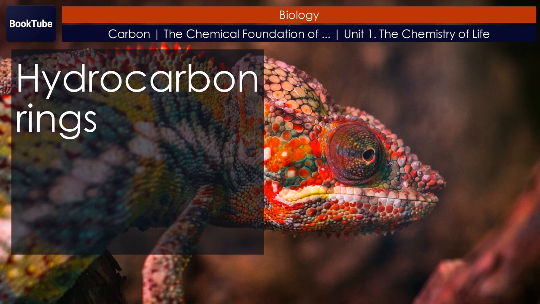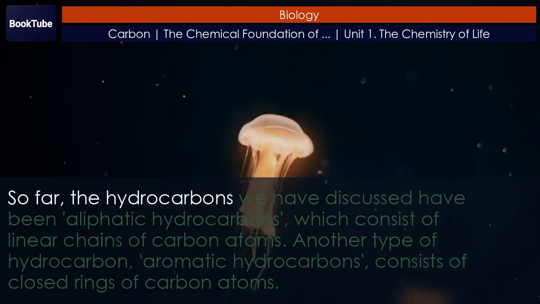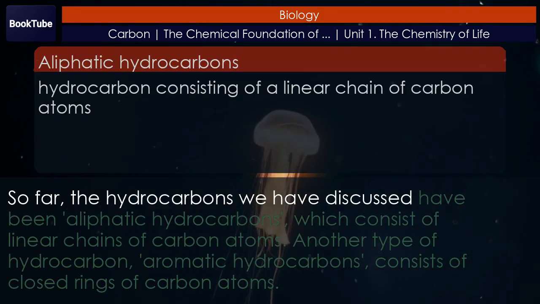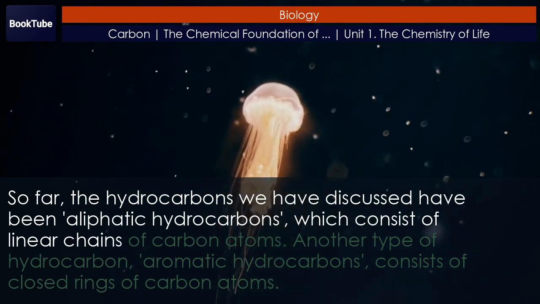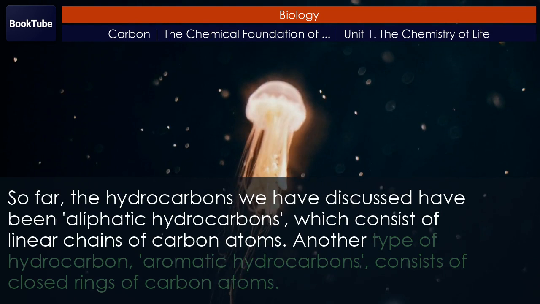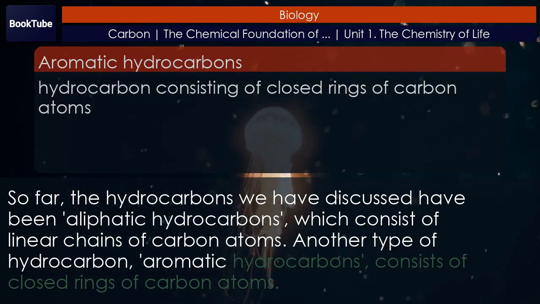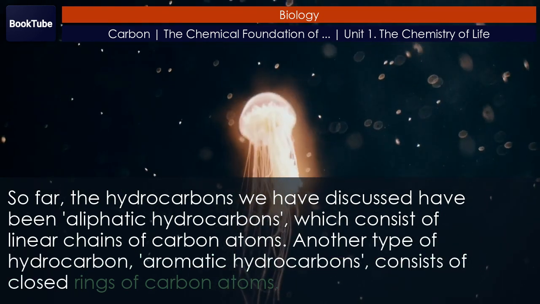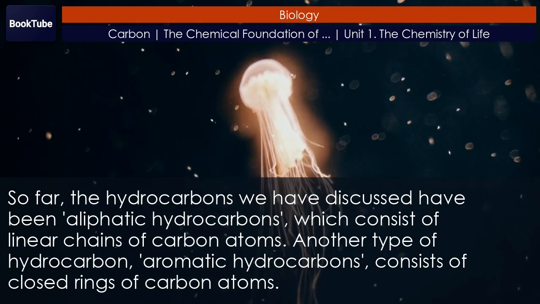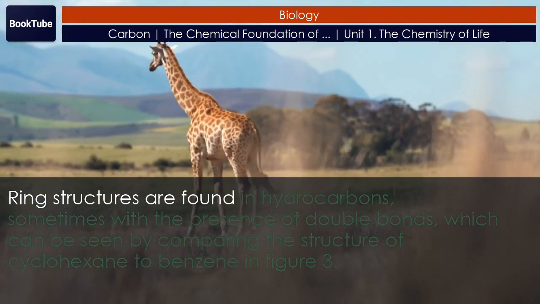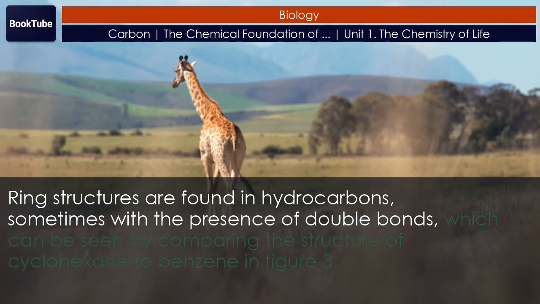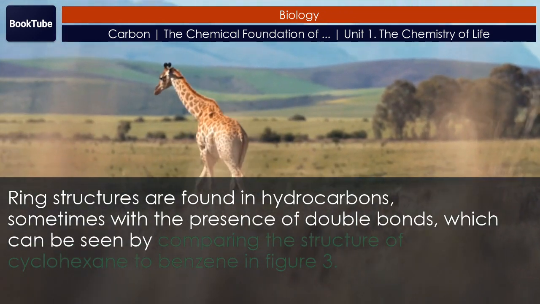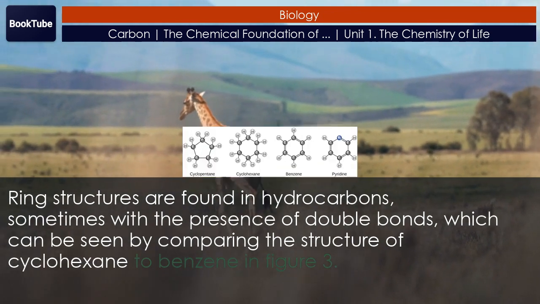Hydrocarbon rings. So far, the hydrocarbons we have discussed have been aliphatic hydrocarbons, which consist of linear chains of carbon atoms. Aromatic hydrocarbons are another type of hydrocarbon, consisting of closed rings of carbon atoms. Ring structures are found in hydrocarbons, sometimes with the presence of double bonds, which can be seen by comparing the structure of cyclohexane to benzene in Figure 3.